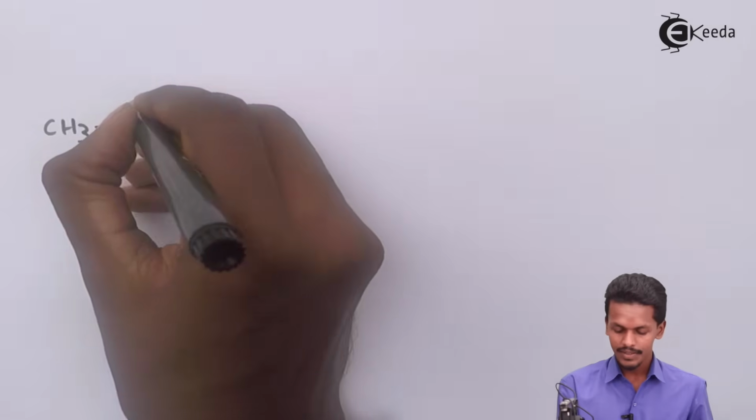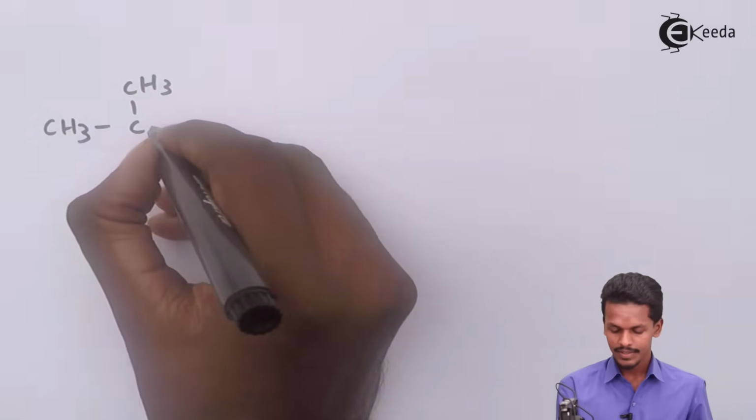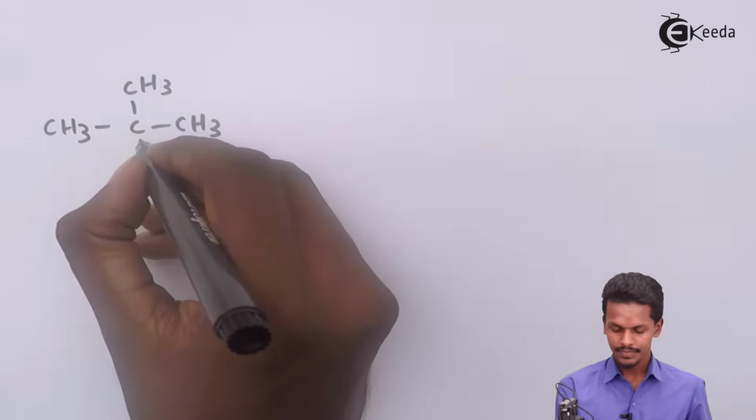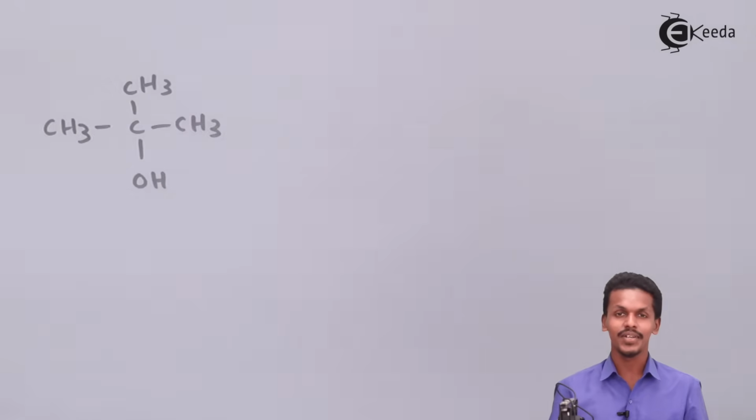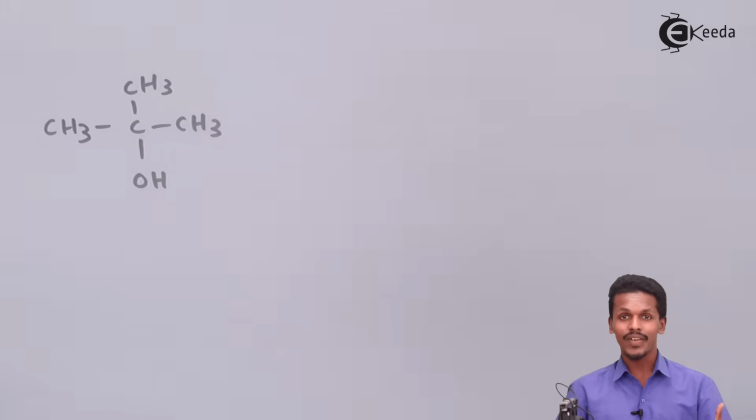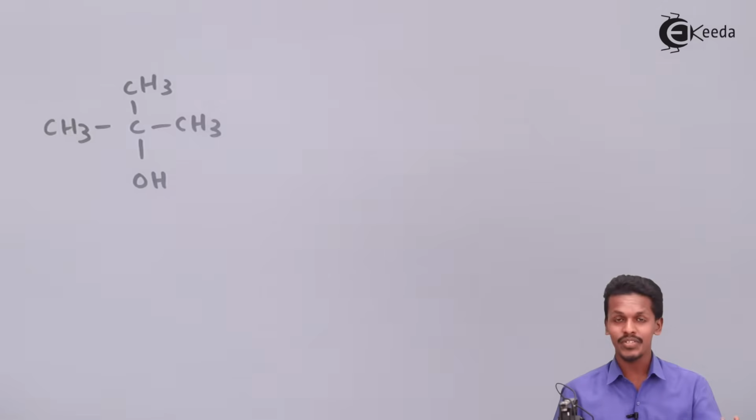So let me give you an example of a tertiary alcohol, that is CH3 C. The common name of this alcohol is tertiary butyl alcohol, but we prefer the IUPAC name, the reason being that we don't have to learn the common names of everything. The only thing is we have to follow the IUPAC rules, and according to that we have to name it.